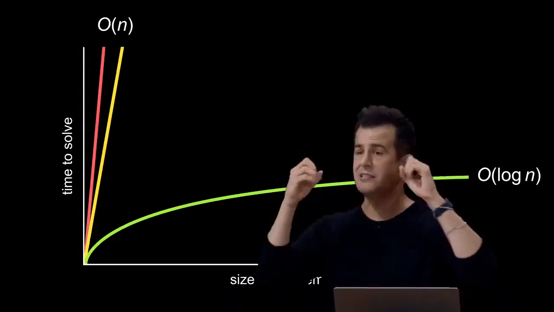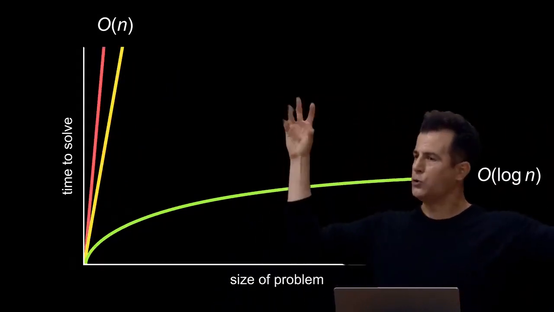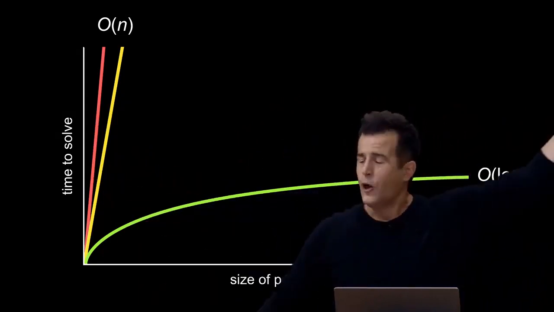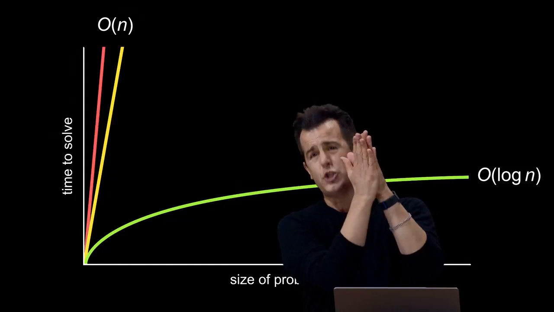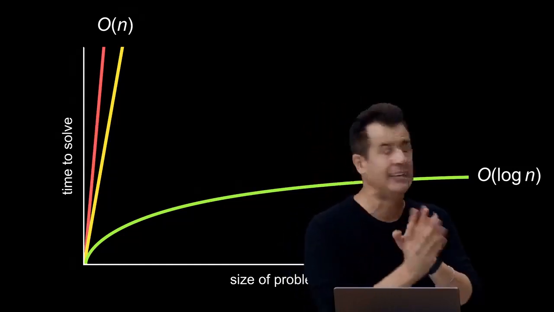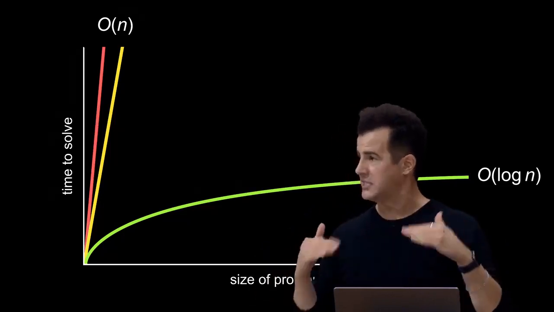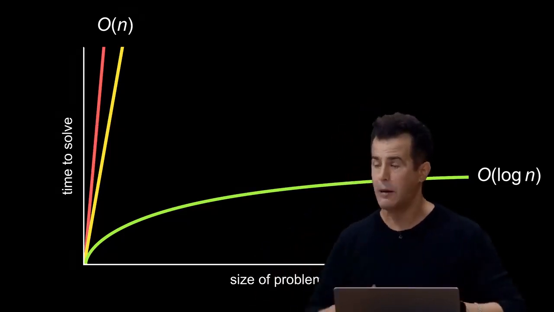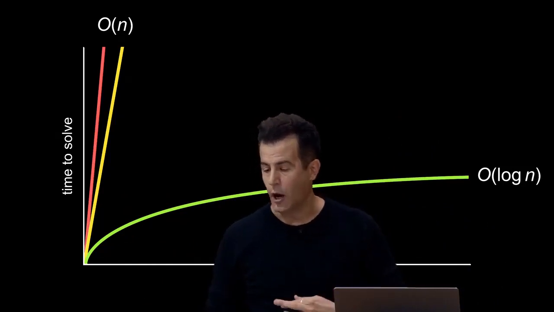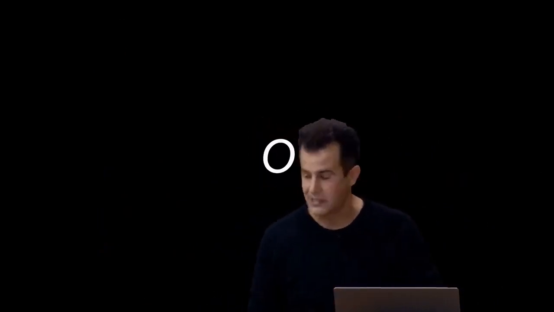Because imagine in your mind's eye, as you zoom out, and as n gets much, much bigger on the x-axis, the red and the yellow line are essentially going to look the same once n is sufficiently large. But the green line is never going to look the same. It's going to be a fundamentally different shape. And so that's the intuition of big O, to get a sense of these rates of performance like this.